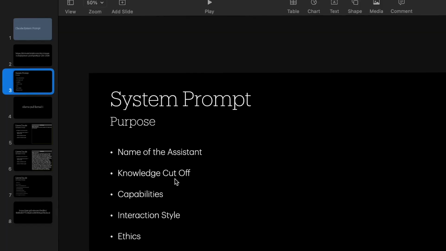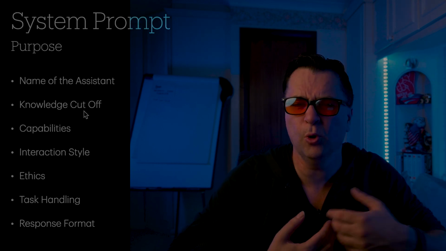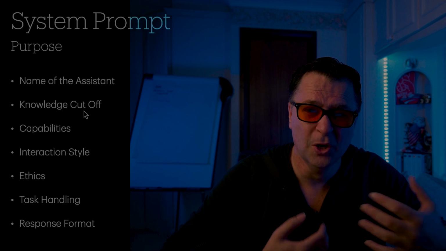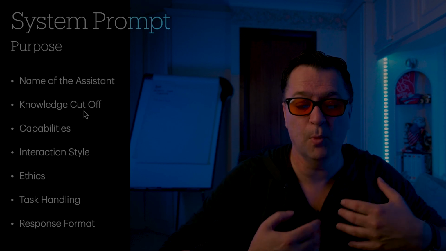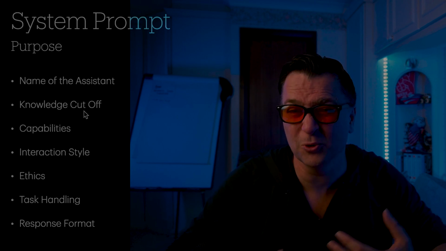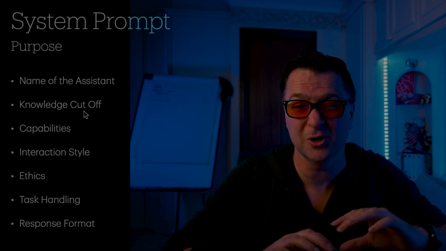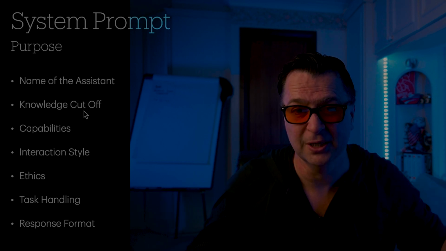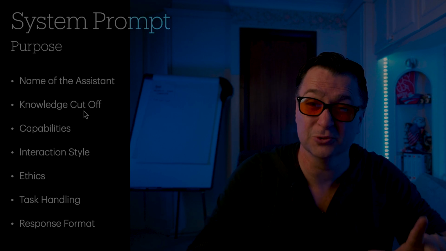So what is the purpose of the system prompt? It's for the application creator and it has a few things that it can do. Typically the sort of things that you would include in a system prompt would be the name of the assistant, what the knowledge cutoff date is, what capabilities the model or the application has, what the interaction style is. Do you want it to be kind of cheery? Do you want it to be serious? What its ethics are, what sort of questions it'll answer or not answer, how it'll handle tasks, what tasks it will perform and what it won't, and what sort of response formats. Do you want it to be super sharp or do you want it to be very wordy and explanatory? And using the guidance within the system prompt, you can influence how the model is going to act.